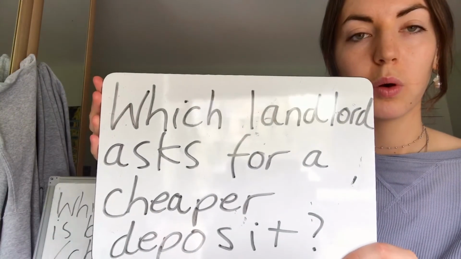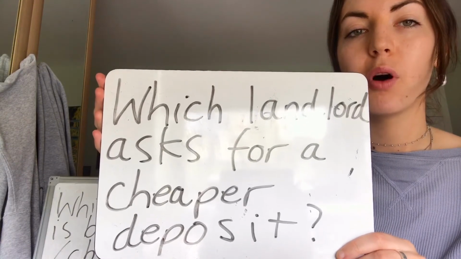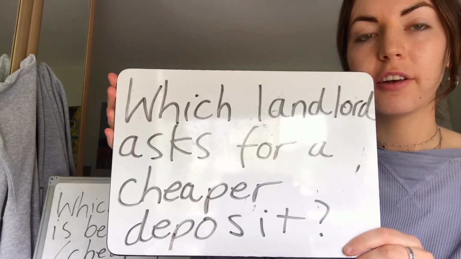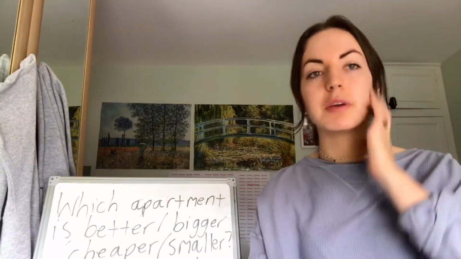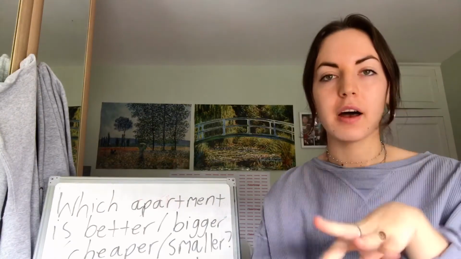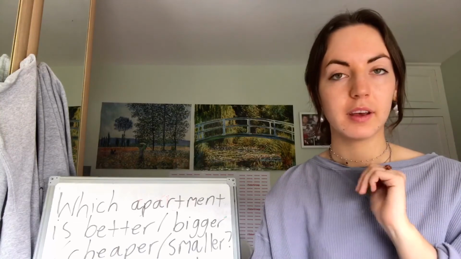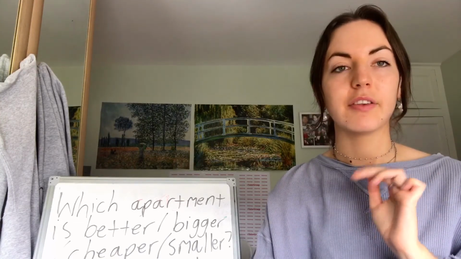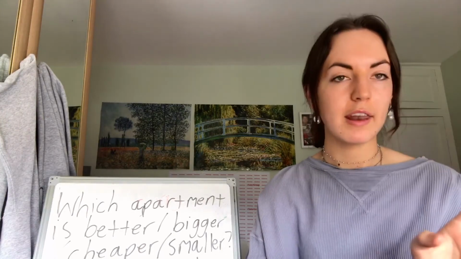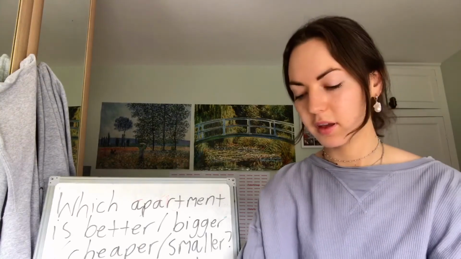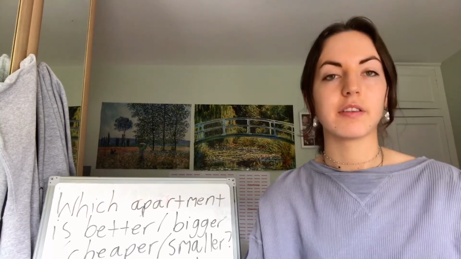And then we have some more sentences. So, which landlord asks for a cheaper deposit? So, do we remember? Landlord is the person who owns the apartment and you give them money to live there. Okay? And deposit is the money that you pay before you live there. So you have your rent and then you pay the deposit one time. So often it's like 200 euros and you pay that at the start. Okay?